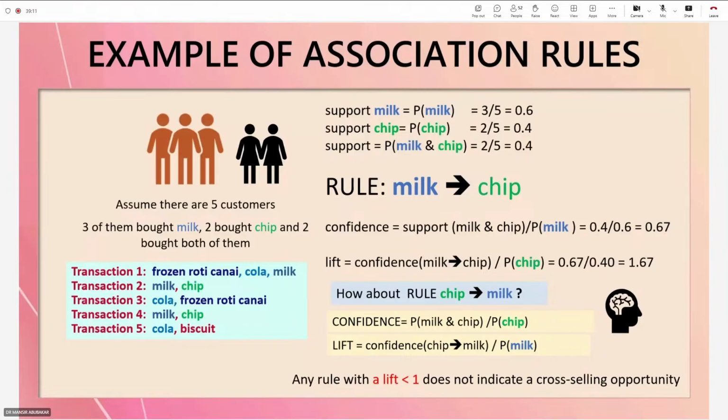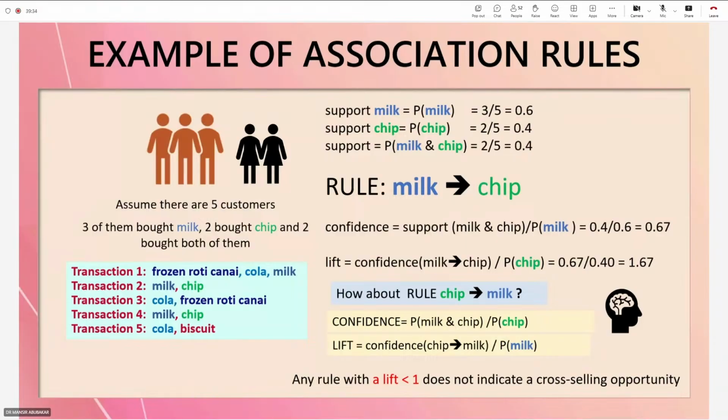So whether the customers that bought milk, and then the customers that bought cheese, and then those that bought the same items or both items at the same time. So if we want to find the support of milk, as I said earlier, we have to look at the frequency. How many times in these transactions? We look at these 5 transactions. How many times do we have milk?